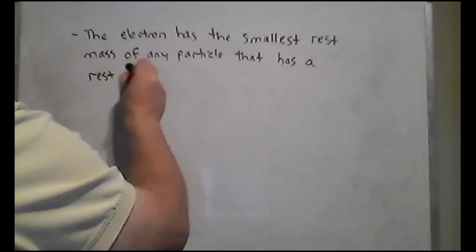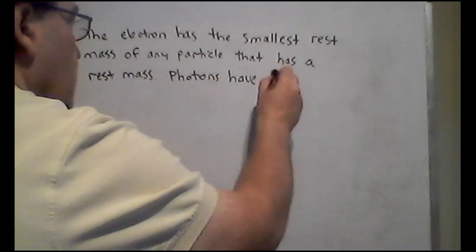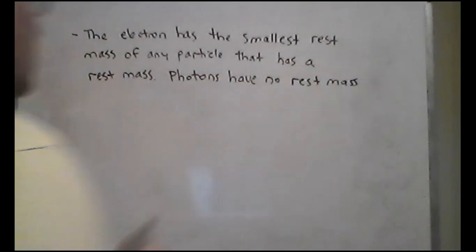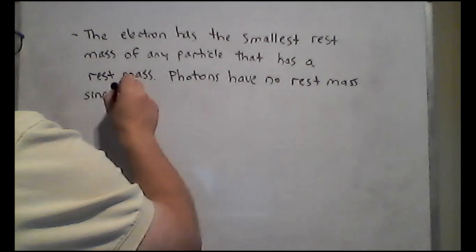Photons have no rest mass, since they can only exist at the speed of light. So again, I'm making a caveat here. They're smallest of any particle that has a rest mass. Clearly zero is smaller than 9.11 times 10 to the negative 31.